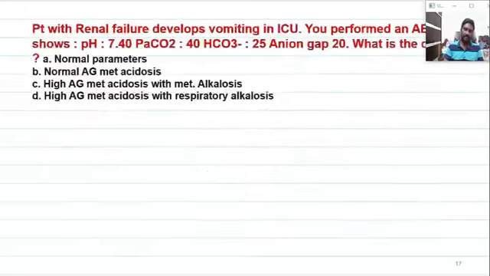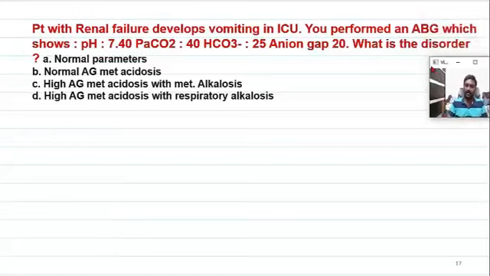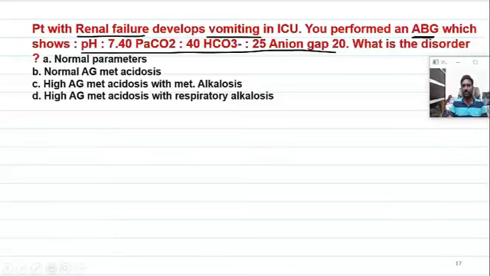Now let us see an example. A previously asked AIIMS question. There was a patient with renal failure, and he developed vomiting in ICU. So the patient's presentation is renal failure, and also there is vomiting. You performed an ABG, and these are the parameters. Anion gap is given. They're asking you what is the disorder. Whenever you see pH 7.40, PaCO2 40, bicarbonate 25, if you see only up to here, you feel these are normal parameters.